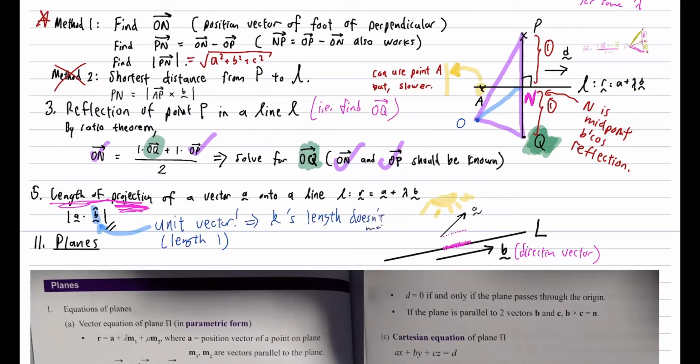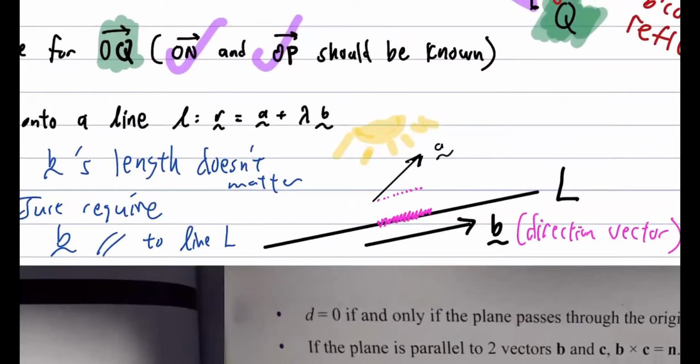All right, just require B to be parallel to line L. It does not need to be on the line itself. It can be, and if it happens to be, then even better. We just need them to be parallel. Just parallel. That's the main point.